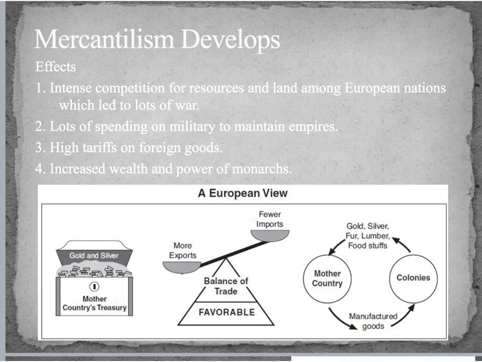It also meant that they put very high tariffs on foreign products. So they wanted to protect their own industries, and so they put a high tariff on imports of foreign goods to encourage people to buy goods within the country. It also greatly increased the wealth and power of monarchs, especially this importation of the gold and silver.